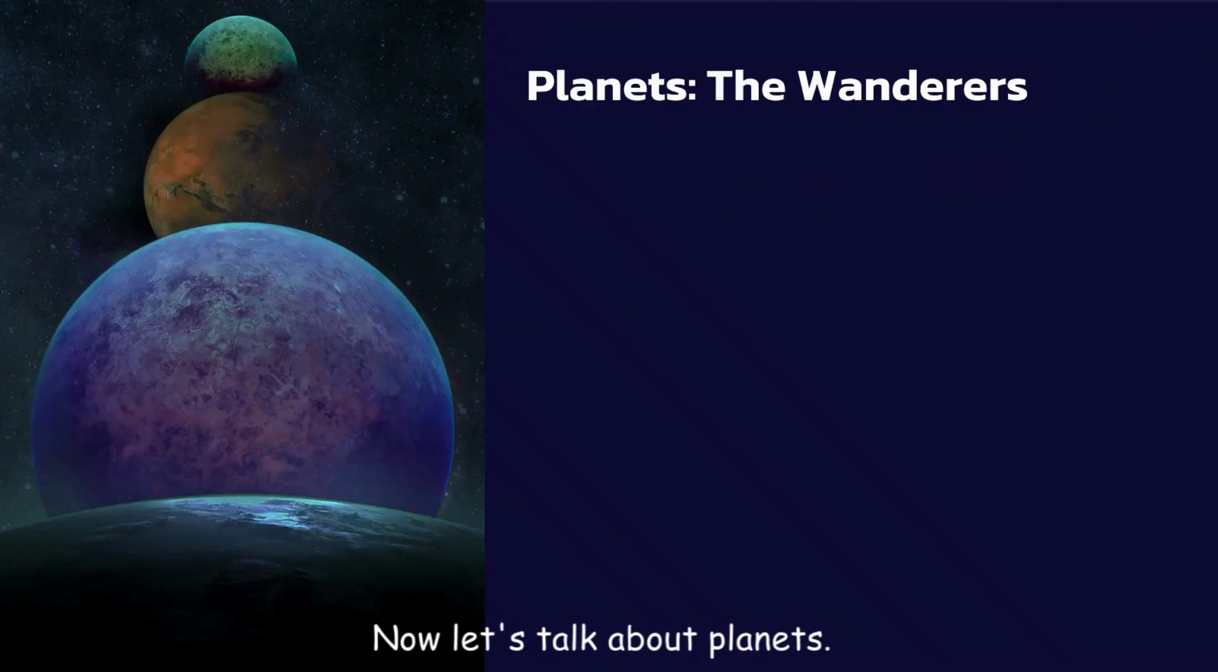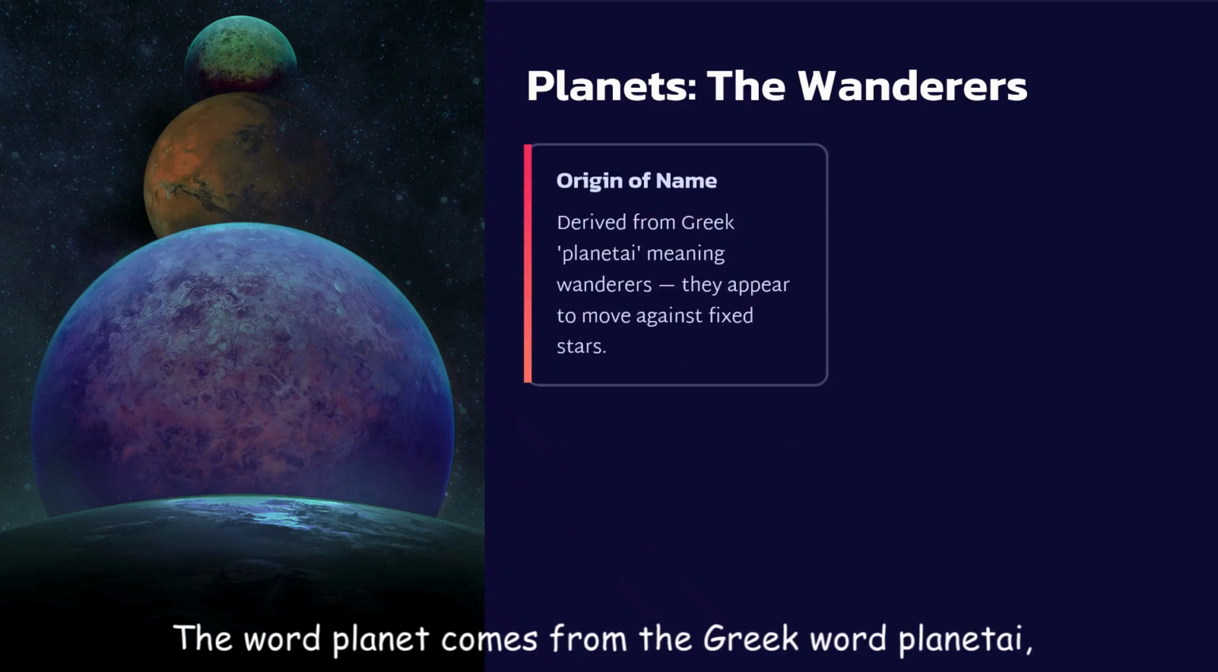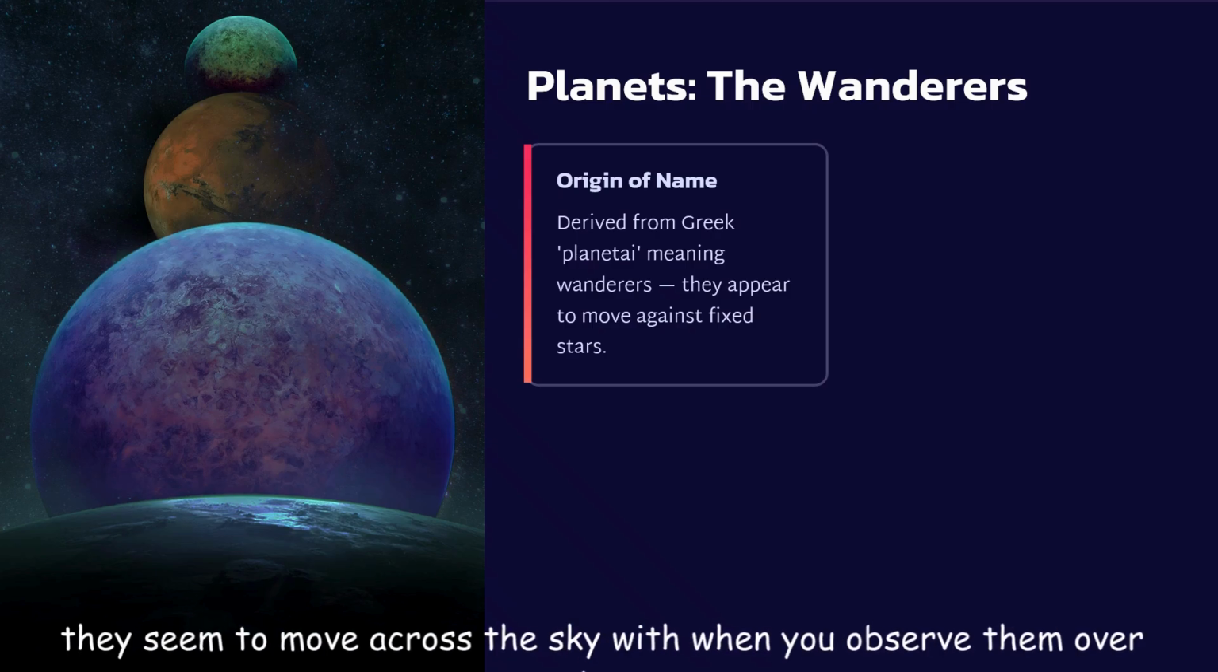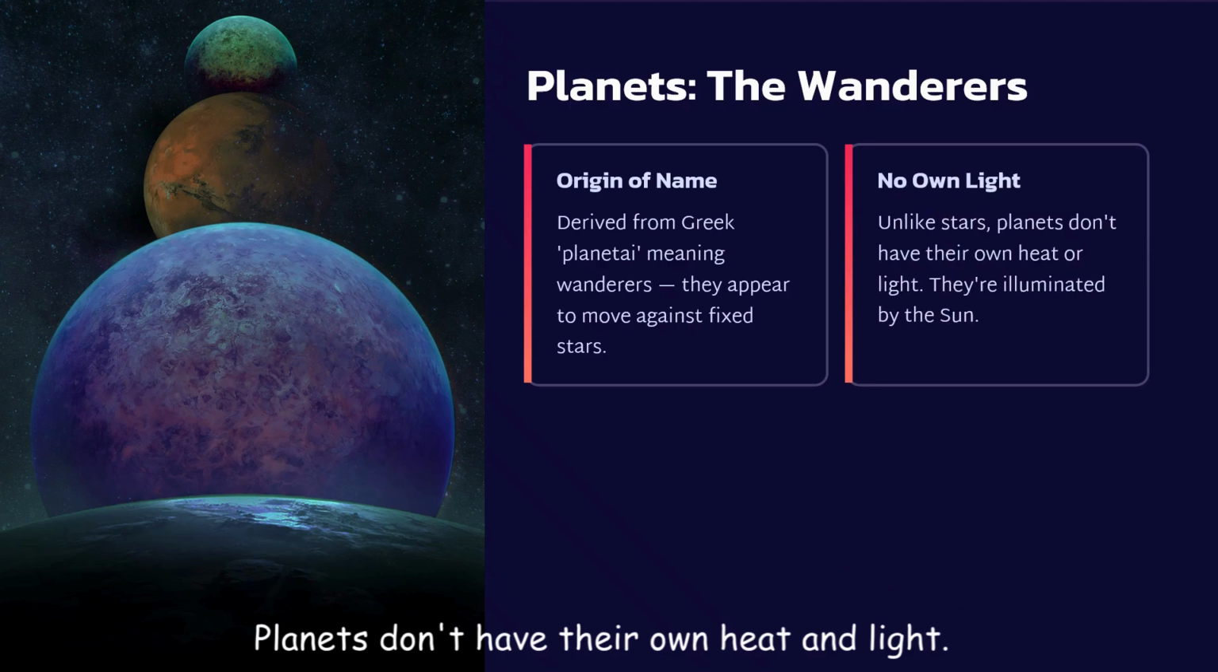Now let's talk about planets. The word planet comes from the Greek word planetai, meaning wanderers. Why? Because unlike stars, they seem to move across the sky when you observe them over time. Planets don't have their own heat and light. They shine because they reflect sunlight.